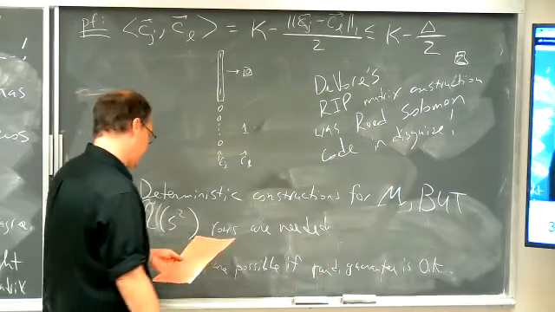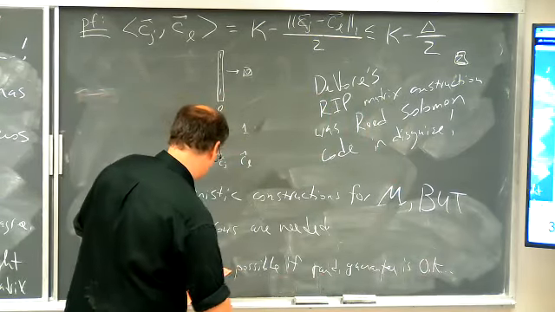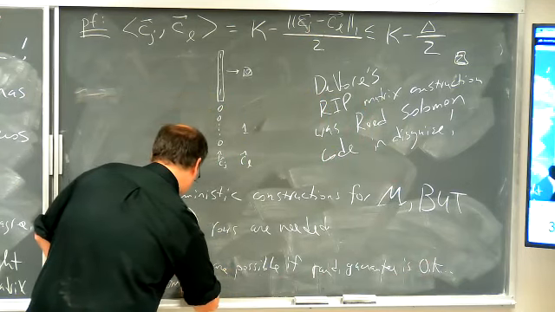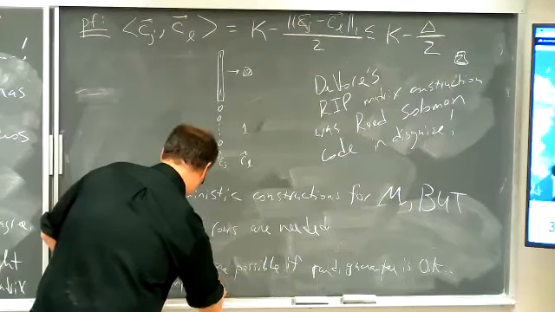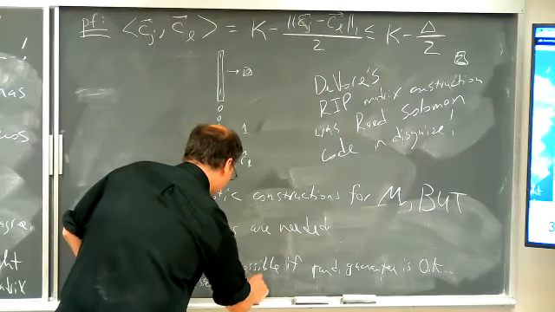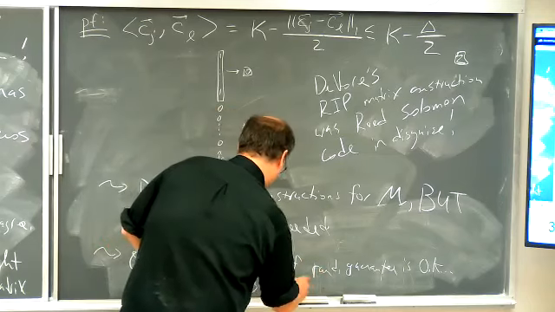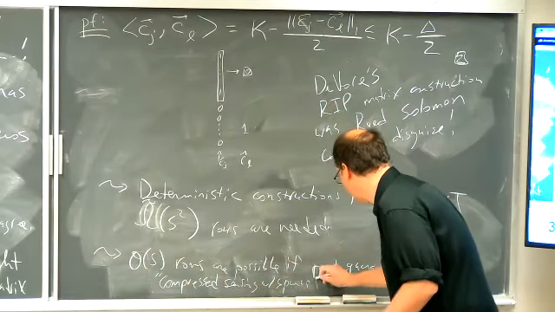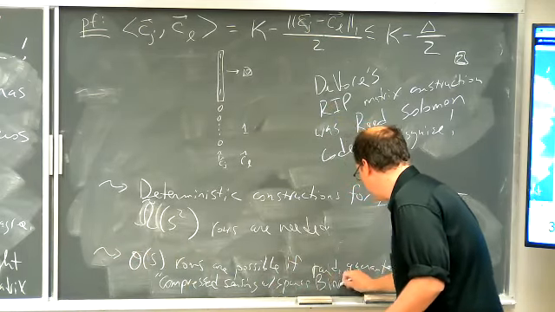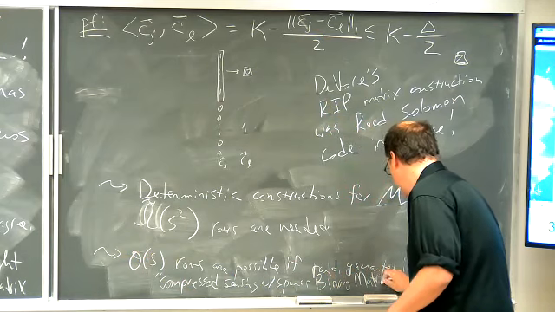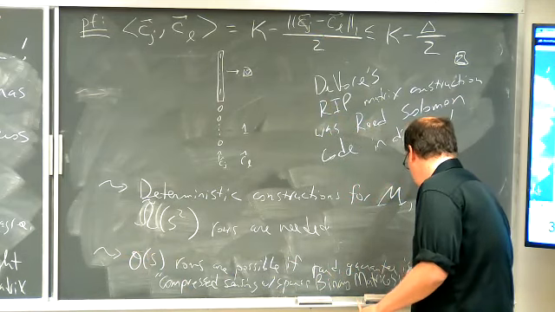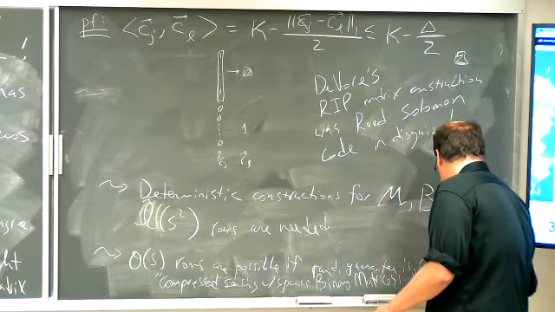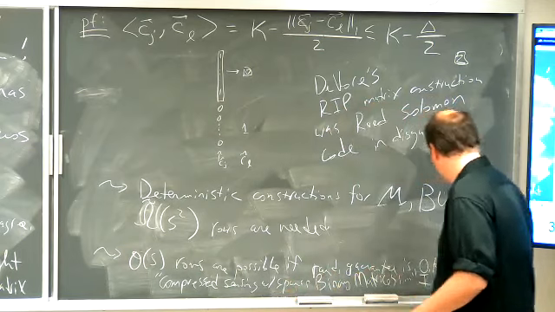And if you want to see how that works, you can look at a paper called Compressed Sensing with Sparse Binary Matrices. It's a paper of mine from 2014 in the Journal of Complexity.